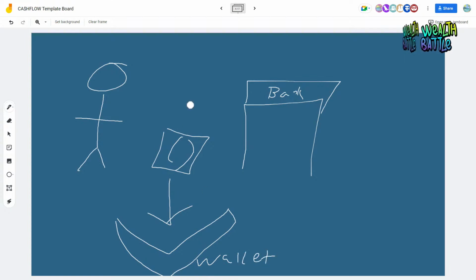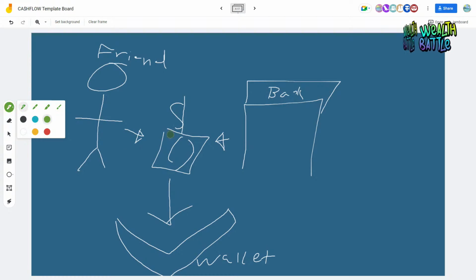I'm going to start labeling my diagrams. I'm doing the best I can, Lisa. It's all I got. This is friend. And that's bank. We already had the label on that one. And they're giving you a cash dollar. Yeah. And it goes into your cash wallet.